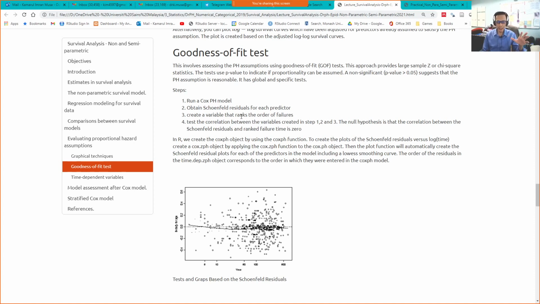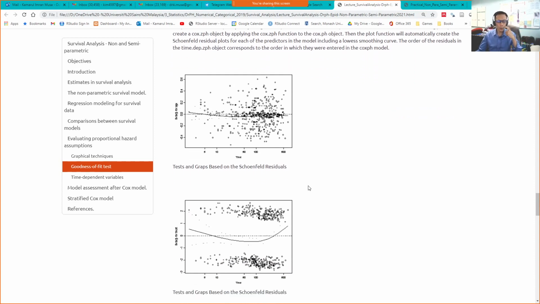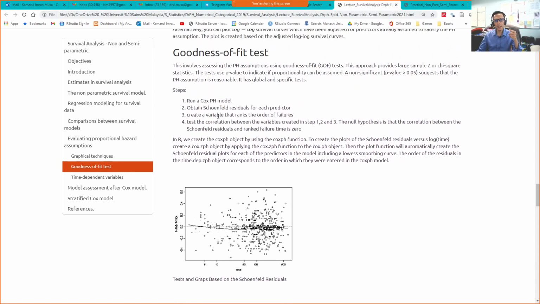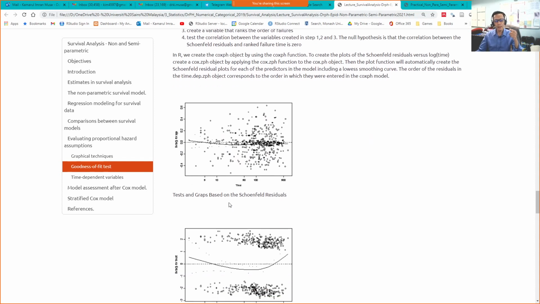Fortunately, we don't have to do this. Some functions are available in R, in SPSS, in Stata to do all the steps for you, so you don't have to do this. So from the goodness of fit test, you can plot. For example, this is variable age.